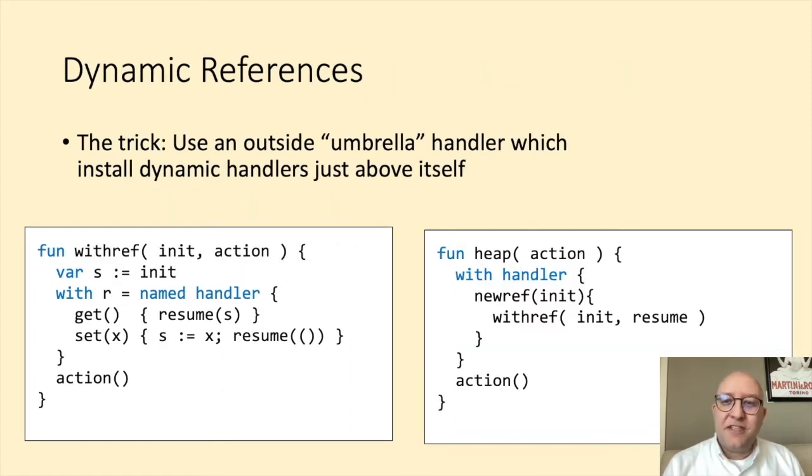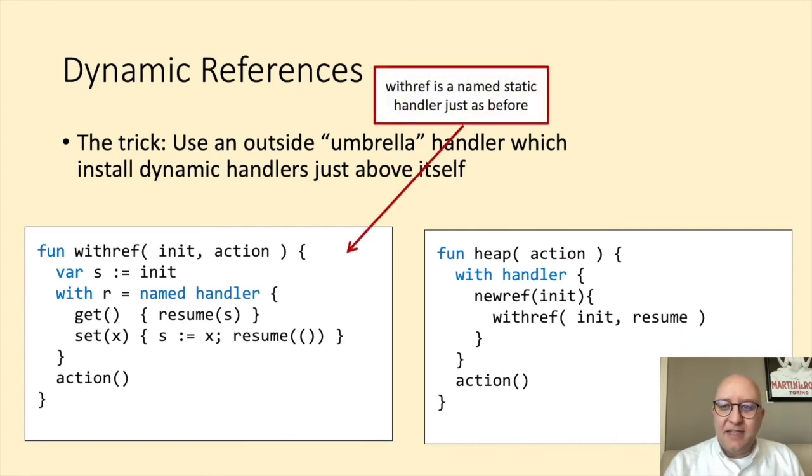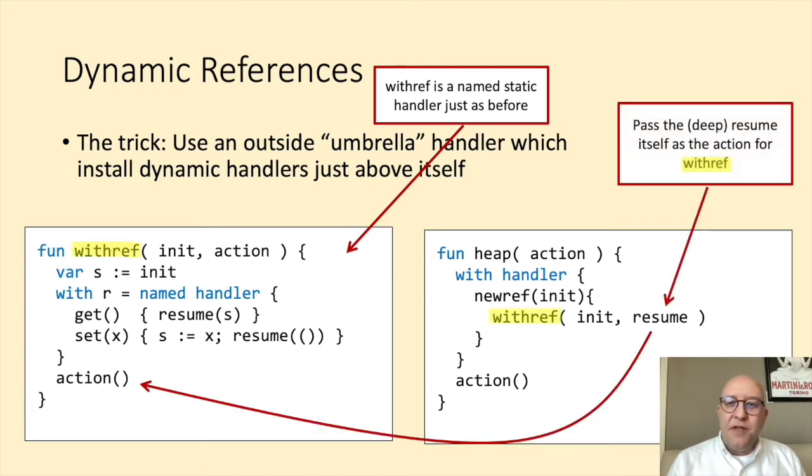We're going to use the same trick for dynamic named handlers, but instead of the 1 plus frames, we put a named handler there. We use the withref handler again as is, which is just a regular named handler. But also, we use a regular static effect handler, Heap, under which all reference operations are scoped. We call this Heap effect the umbrella effect. In particular, we pass the resume as the action for withref, effectively pushing all named handlers just above the heap handler in the evaluation context.